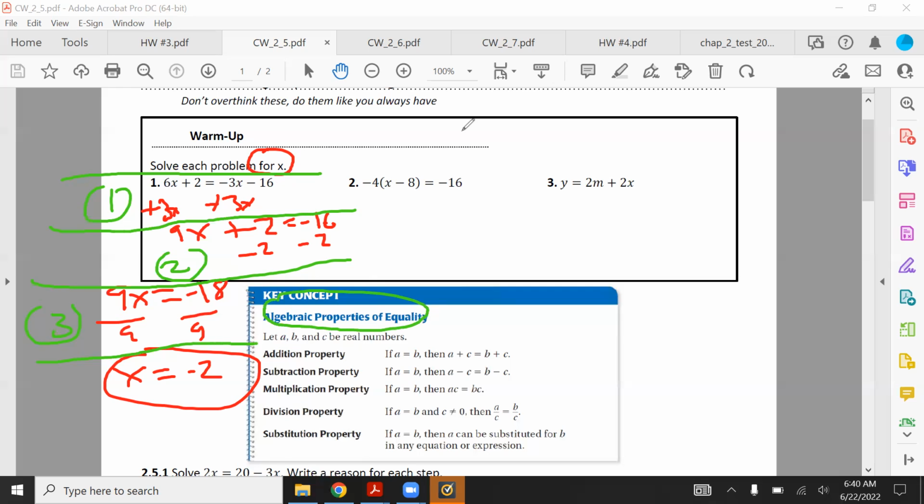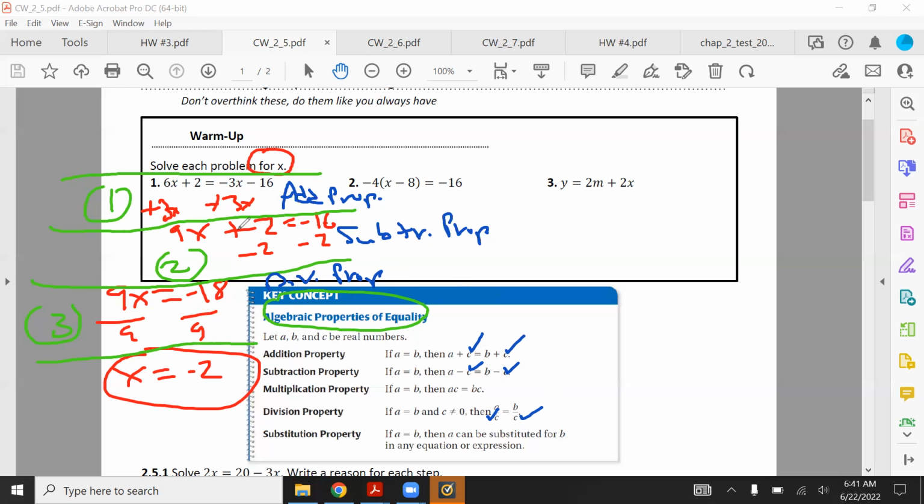So what I did for the first step is I used the addition property, meaning that I added something to both sides. Then the second step, I used the subtraction property, meaning I subtracted something from both sides. And the third step, I used the division property, meaning that I divided both sides by something. So that's what we're going to be talking about today, all the algebraic steps we do to solve these problems.